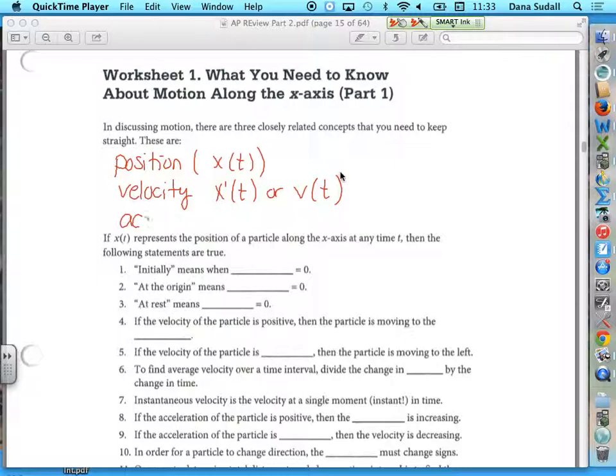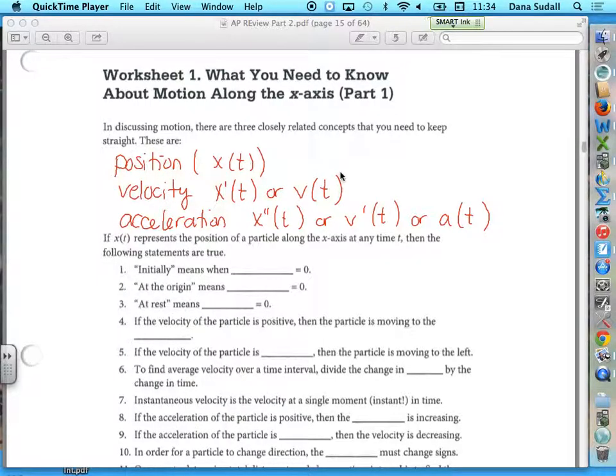And then finally, acceleration. Remember, acceleration is the second derivative of the position function, or the first derivative of the velocity function, or a lot of times it's denoted as a of t, and that's how fast the velocity is speeding up or slowing down, how fast it's changing.